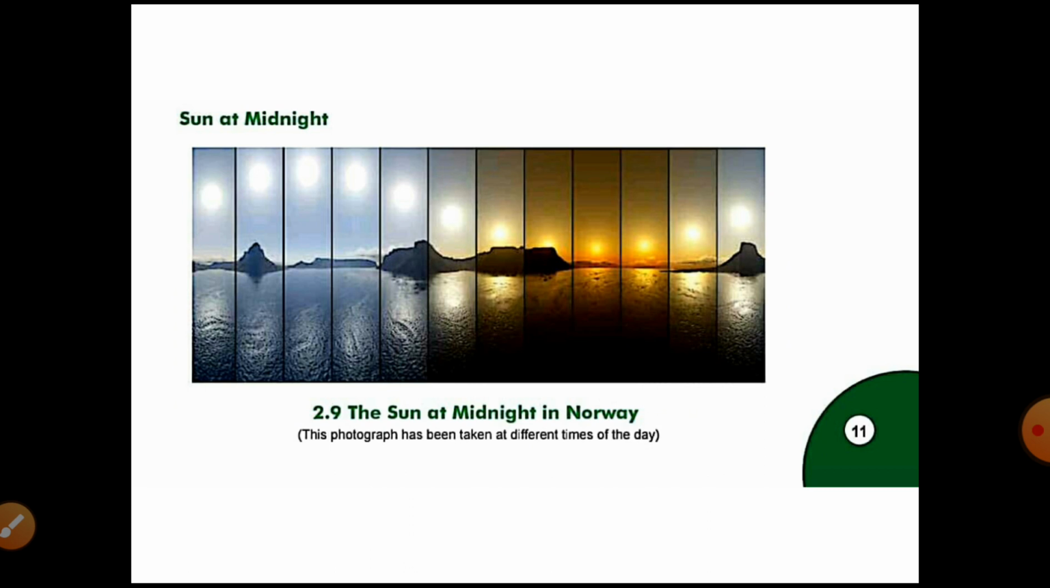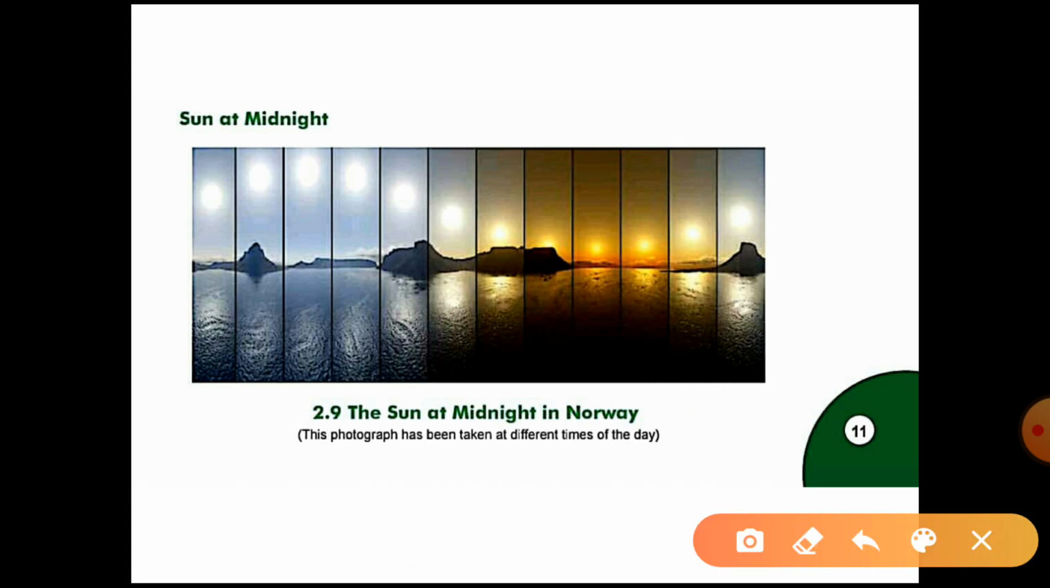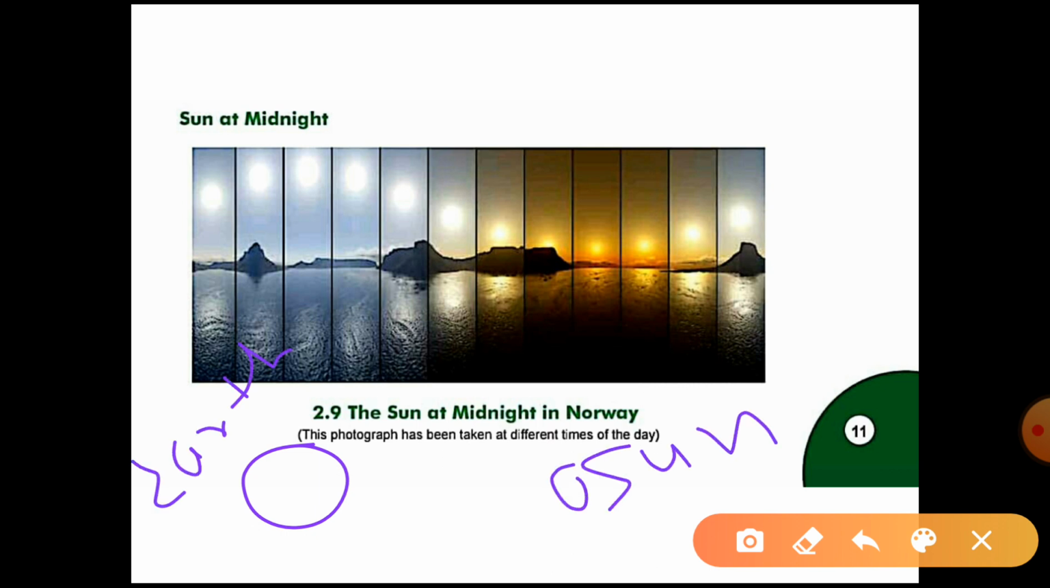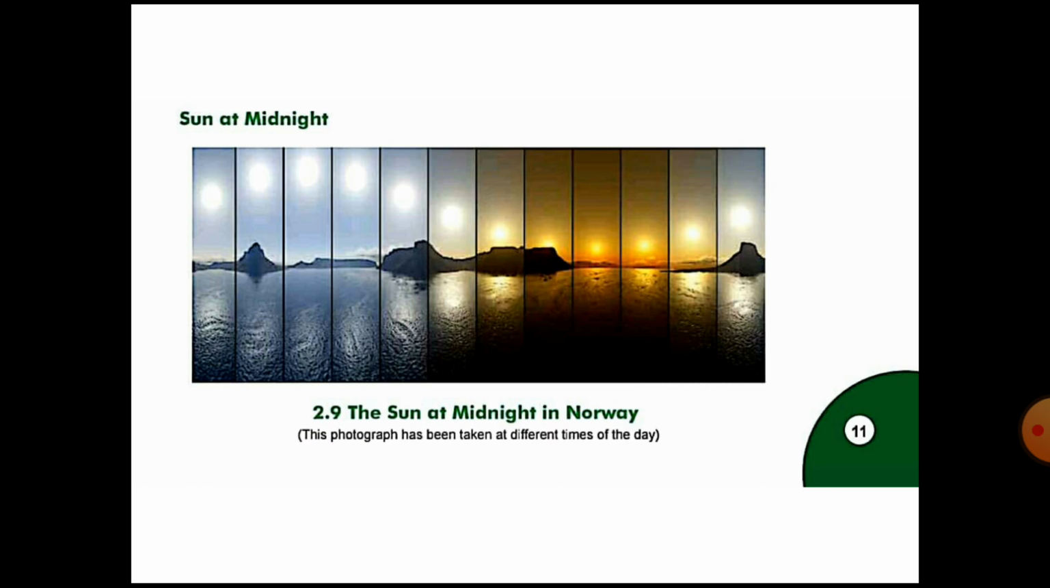During the night time, we are facing the shadow of the earth, because the earth is in between, so we are experiencing night. But if Norway is here, and the earth is rotating, at that time Norway is here, so the sun is visible at this place. That is the reason behind it.